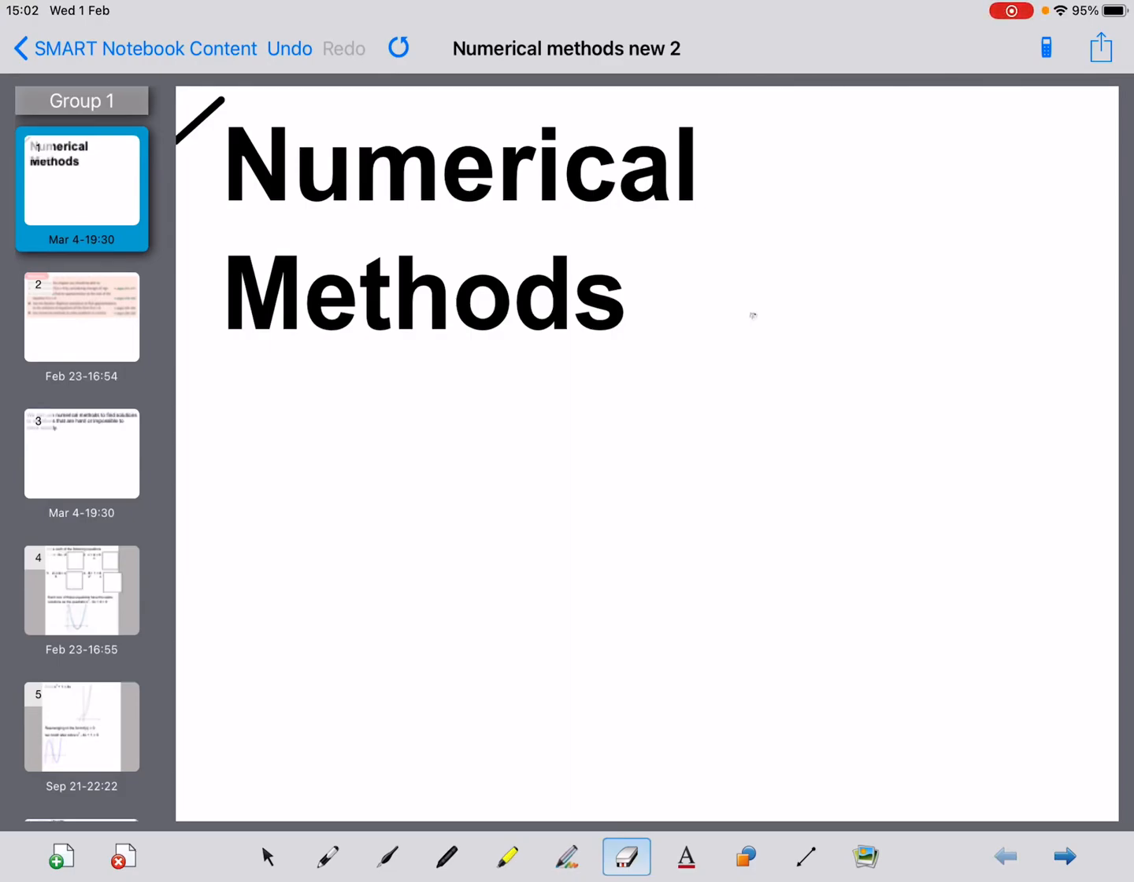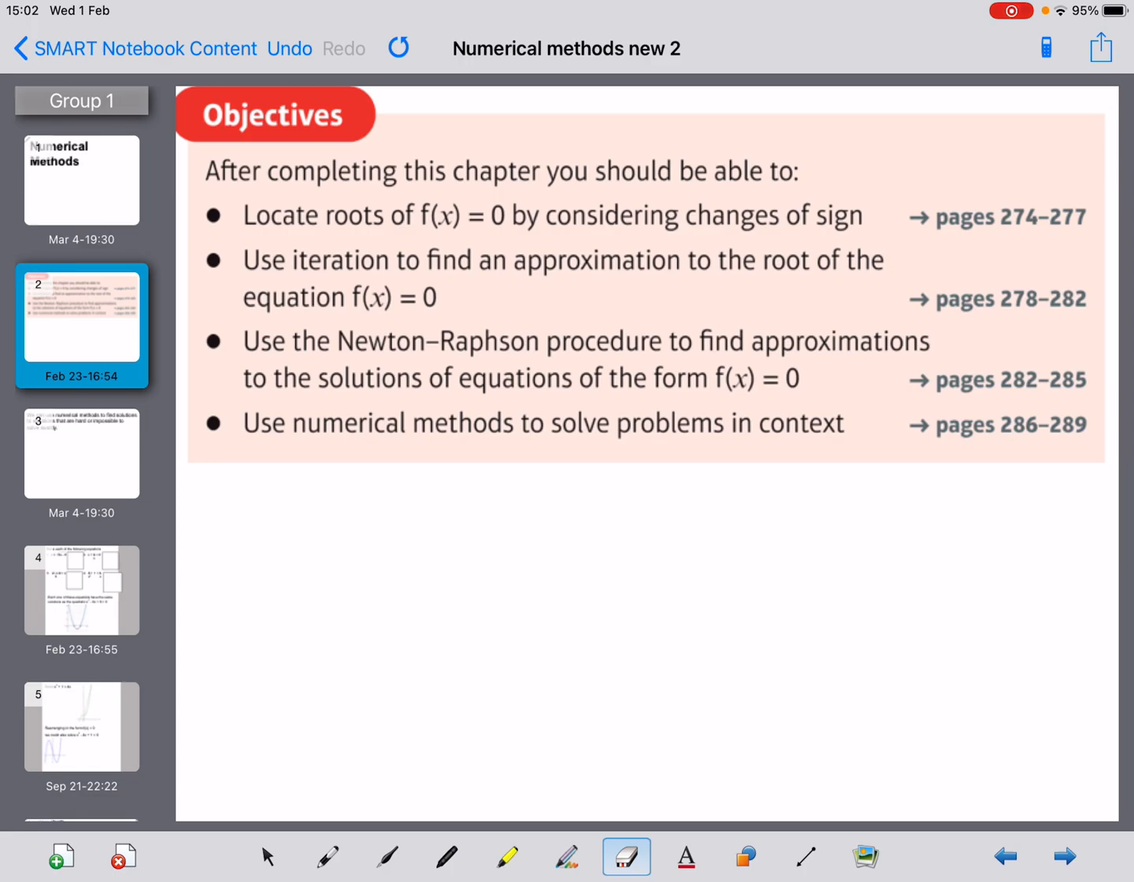Hi, welcome to the first lesson on Chapter 10 of Numerical Methods. The objectives for numerical methods are for you to be able to locate roots of f of x equals 0. In other words, where a graph crosses the x-axis, by considering changes of sign.